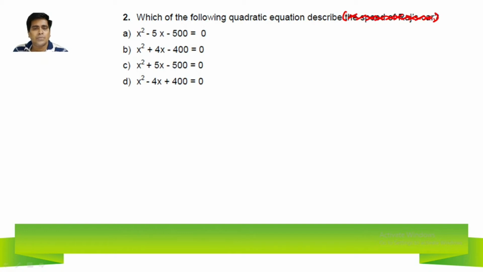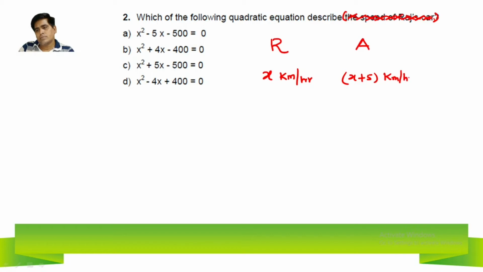So which quadratic equation describes this one? Once again, I will write the data. Raj is going with the speed of x kilometers per hour. This we can deduce from the case study. Next, Ajay's speed is x plus 5 kilometers per hour. Next, both are covering a distance of 400 kilometers. So 400 kilometers is common for both.